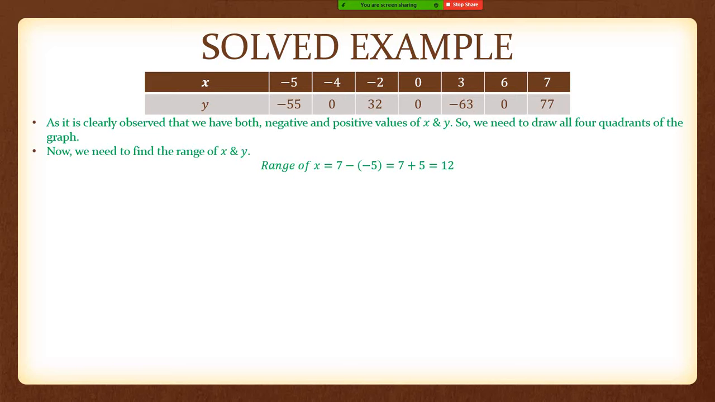along the x-axis. Now similarly for y, the greatest value for y is 77. The smallest value of y is -63. So we need to subtract these two values. So 77 minus -63 equals 77 plus 63, that is equal to 140. So along the y-axis we have to draw 140 units in order to plot our given values.